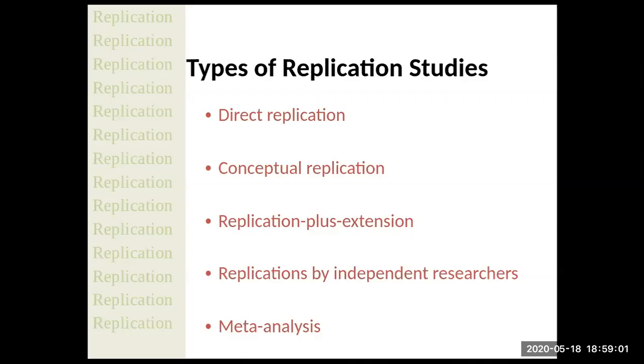Replication plus extension is using the replication originally and then showing how you take it a step further. So if we were to do the Stroop task again and then add another group that had high and low levels of lighting or had the letters jumbled, and to see if that would cause more interference or if it would sort of cancel it out, that would be a replication plus extension.